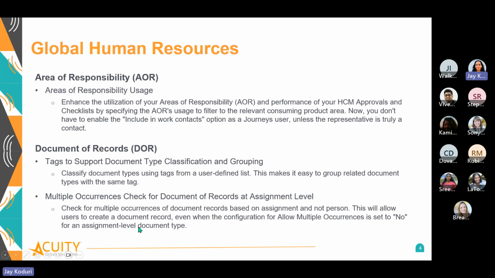The second enhancement here is the multiple occurrences check for documents of record. In the past, if an employee has two assignments in your enterprise, let's say you have an employment agreement you want to tie to each of those assignments. Assignment A will have one employment agreement. Assignment B will have another employment agreement. It was not possible in the past when allow multiple occurrences is set to no. You were only allowed to tag a document to either of those assignments, not one to each of those assignments. But with this enhancement, if you have multiple assignments, you can tag the same document type, one for each specific assignment.